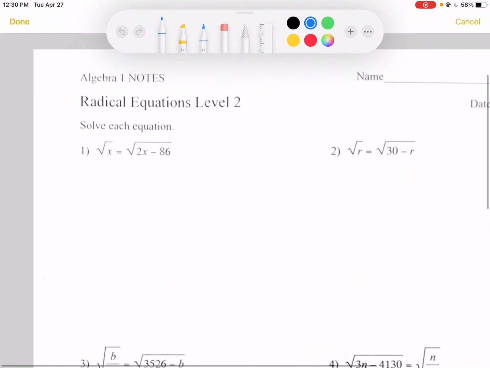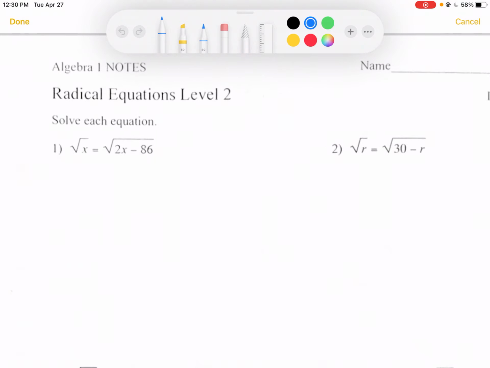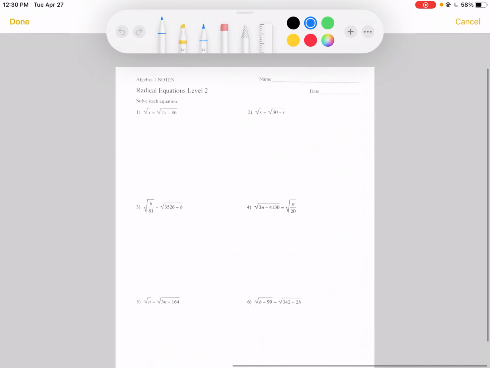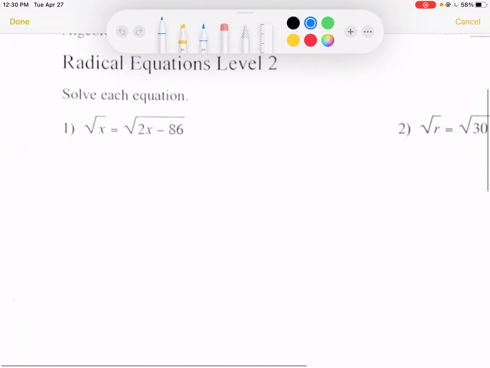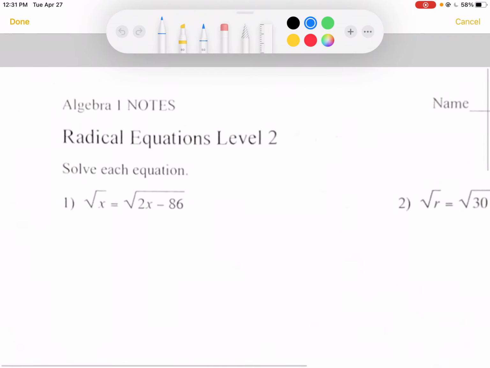All right, so this is day 2 of radical equations. We're looking at maybe 6 examples. We might do them all, we might not. We'll just kind of see how it's going. Today you're going to see square roots or radicals on both sides of the equation. But that's not as scary as it sounds.